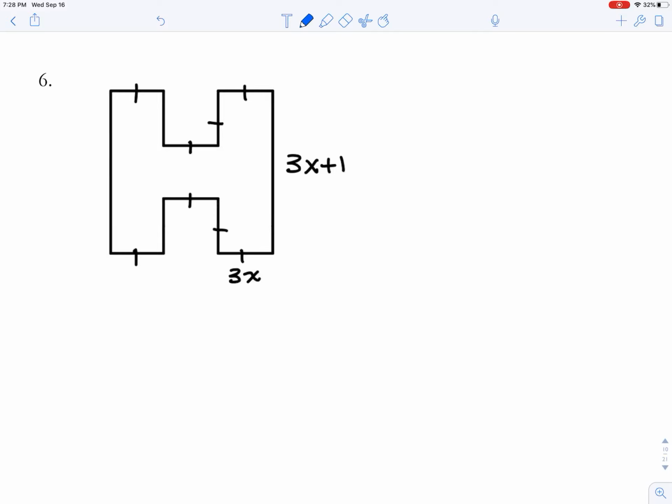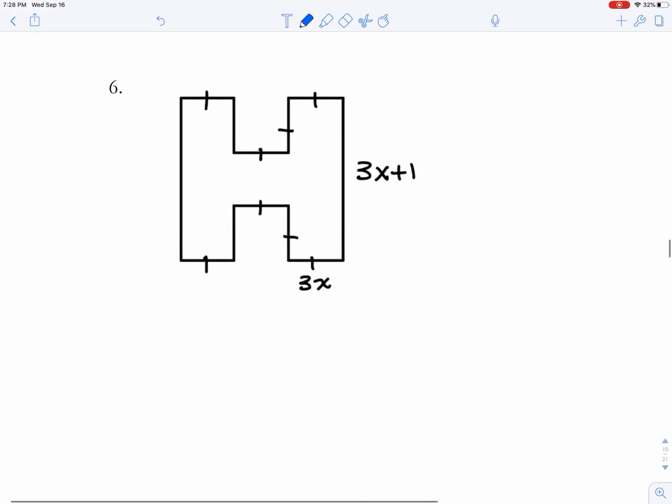Question 6, our last one. They want us to find the area and the perimeter. I'm actually going to leave this one for us to do in class, because there's going to be different ways we can do it, and we can talk about that more in class.